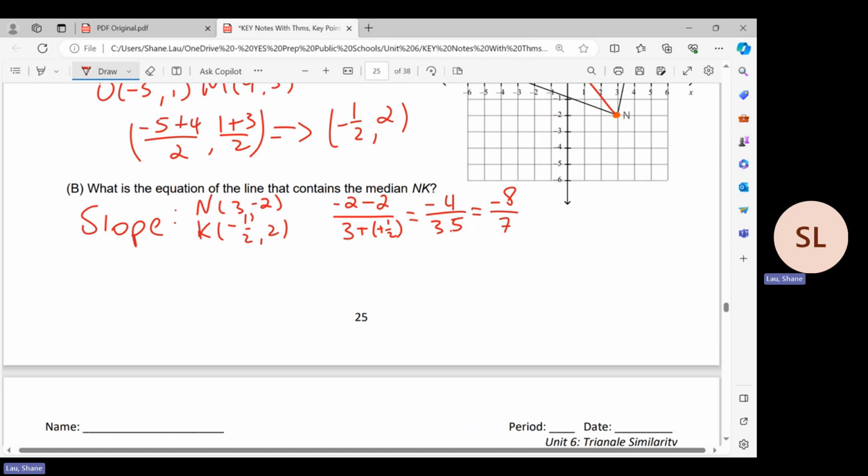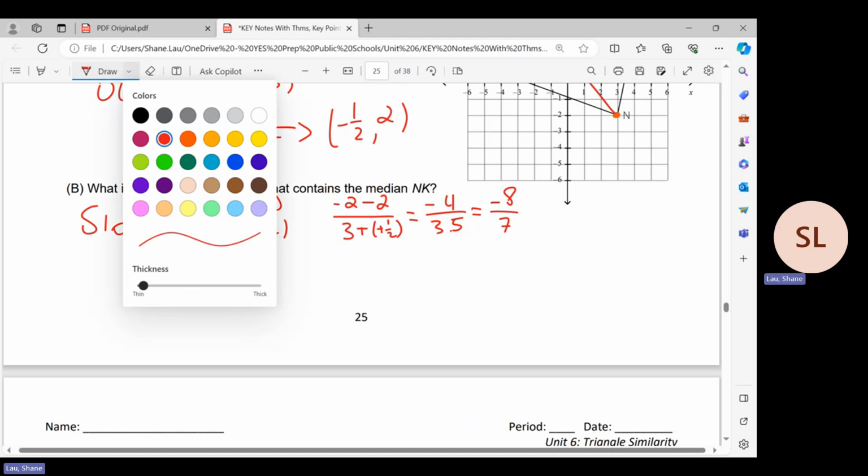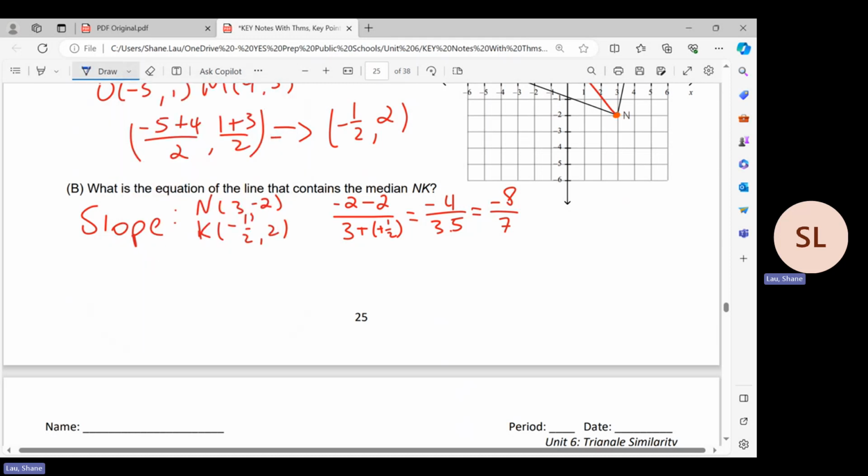If you have any questions as to how I got -8 over 7, please ask me at an appropriate time. I can show you how we got that fraction. Again, you could just put it into a calculator and you'd be fine. But we found our slope. And here we decide, well, which point do I want to use? Do I want to use N? Do I want to use K?